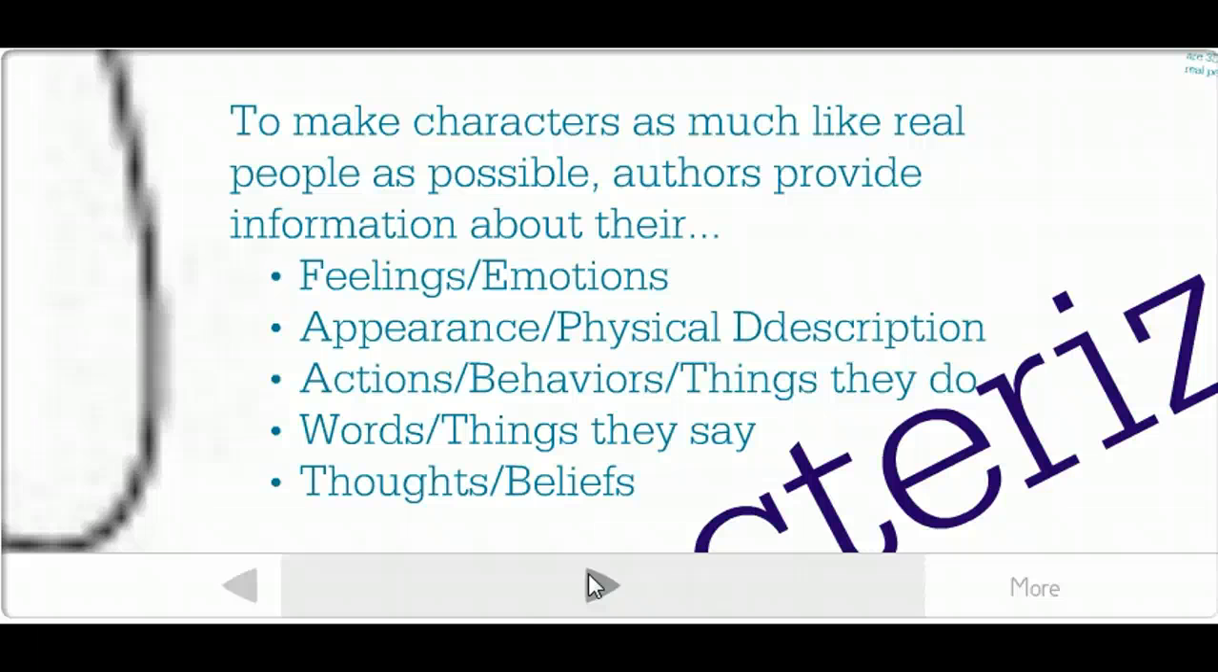physical description. Sorry about that, there's a typo. Actions, behaviors, and things that they do. Words and things that they say, and thoughts and beliefs.